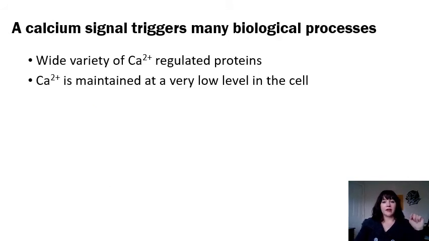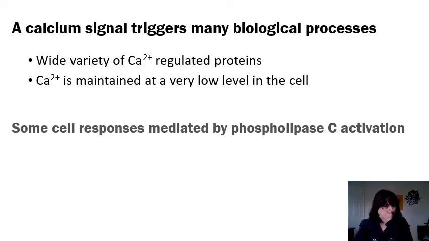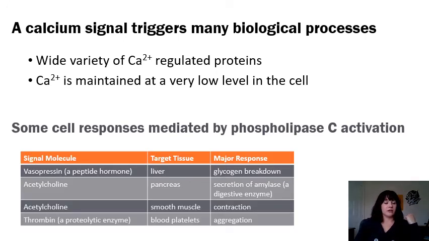Now, calcium is a very important signaling molecule, so the cell is very careful to regulate calcium levels, and there are certain proteins that will respond to calcium. So let's look at some examples in cells and tissues that respond to phospholipase C activation. Here we have acetylcholine, vasopressin, and thrombin. These work in a variety of different tissues and have different responses. However, they all are using phospholipase C activation and cleavage of that inositol phospholipid to mediate this variety of results.